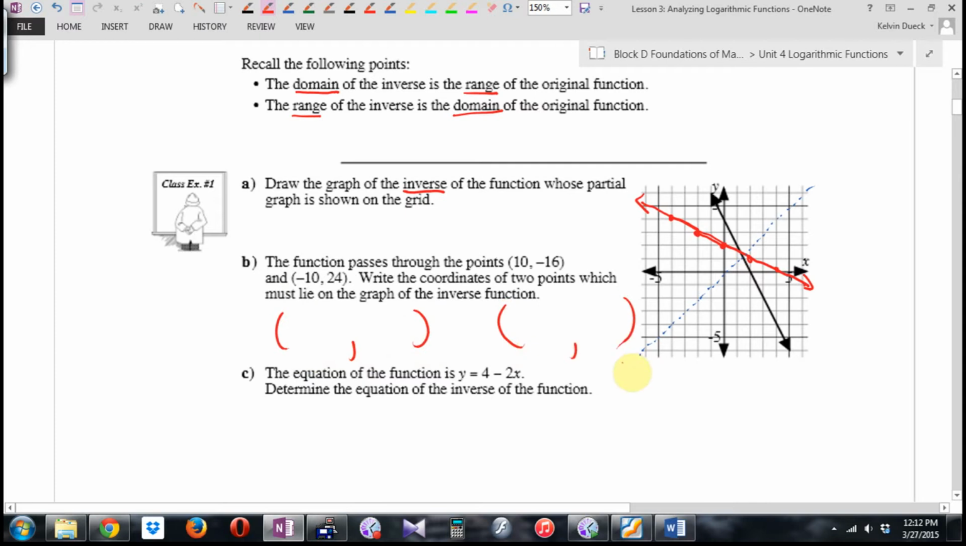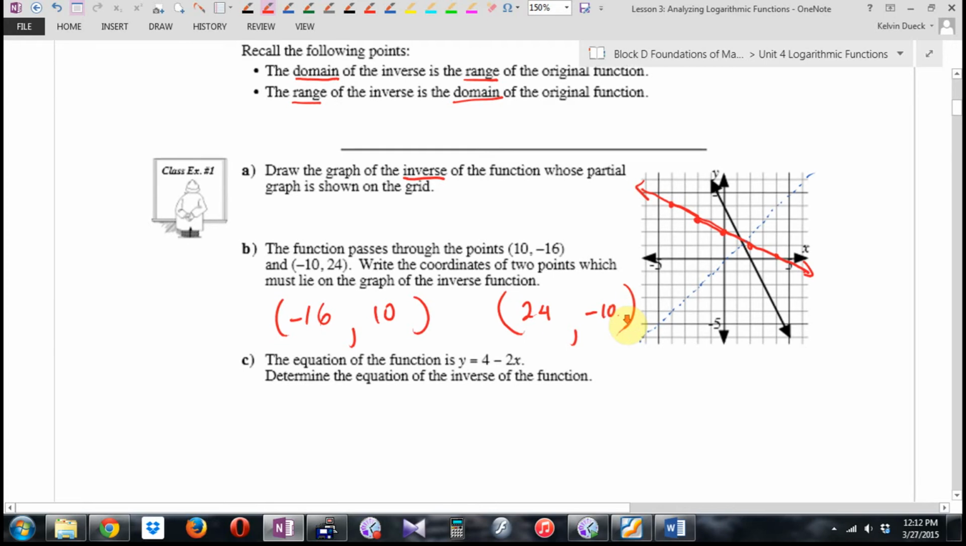What's a point on the inverse? I'll give you a hint. (-16, 10). Yep. I don't need to graph it to know it. Oh, and you know another point on the inverse? (24, -10). Switch the x and y around.